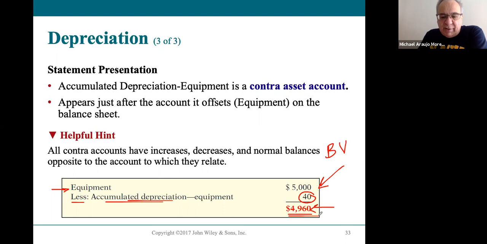So what is the book value of the equipment? $4,960 is the book value of the equipment. Why? Because we bought it brand new for $5,000 and we've already used up, or expensed through depreciation, $40 of it. And that's basically what that means.